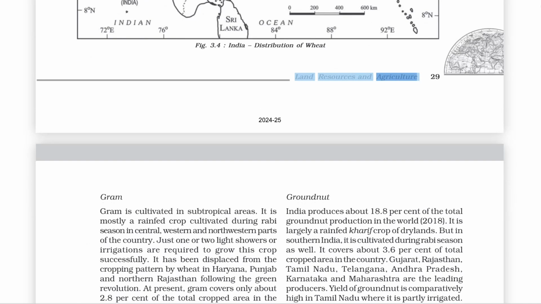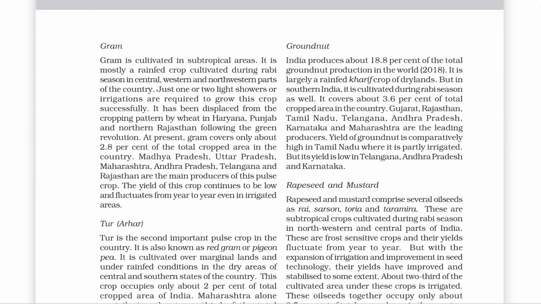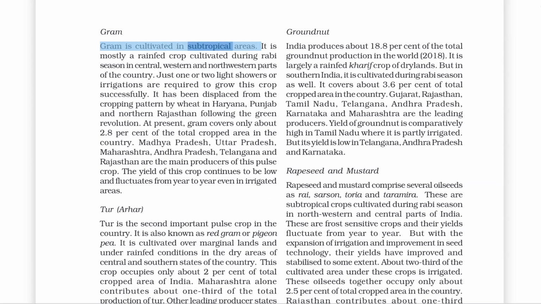Land resources and agriculture. Figure 3.4, India, distribution of wheat. India, people and economy. Gram. Gram is cultivated in subtropical areas. It is mostly a rain-fed crop cultivated during Rabi season in central, western, and northwestern parts of the country.